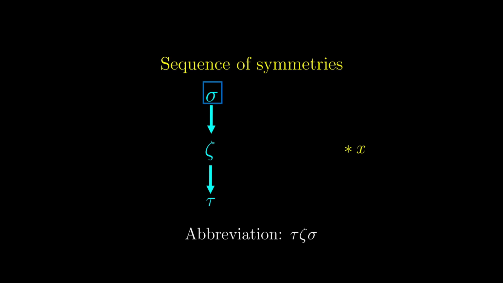If we first let sigma act on X, we get sigma star X. Then we let zeta act on this result, so it is now zeta star sigma star X. And finally, we have tau act on this result. Now we have the symmetries in the exact same order in the abbreviation.